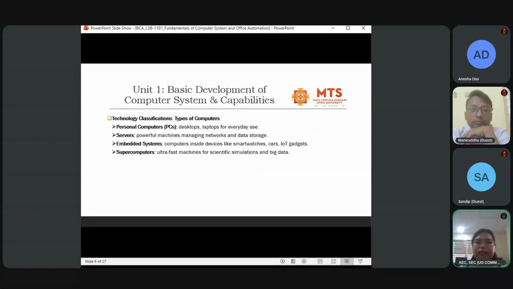Now, next is technical classification, the classification of technology, like types of computer, such as the personal computer, which we are using, like laptop and desktop, for everyday use.